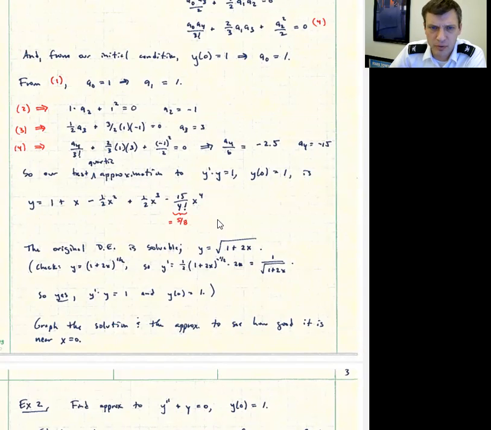Now let's just compare to see how good we have. So the original differential equation is solvable, where y is the square root of 1 plus 2x. Let's just confirm that real quick on the side. What's y prime? Well, rewrite it with a half power. y prime is this, that's a times 2, which is just 1 over this. Oh, wait a minute. I multiply y times y prime, I get 1. Yeah. And then you plug in 0 for x, you get 1. So that works. So this is my solution.